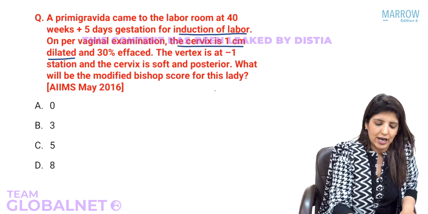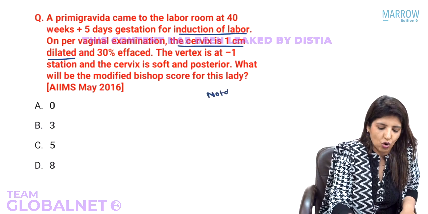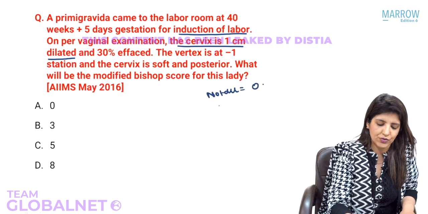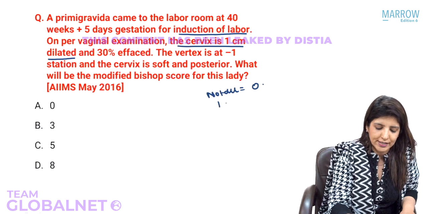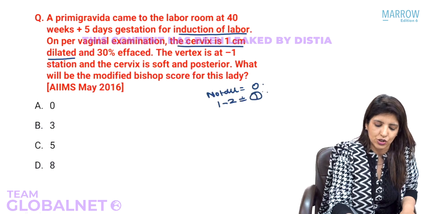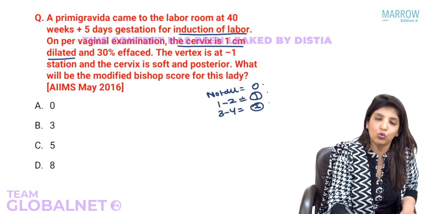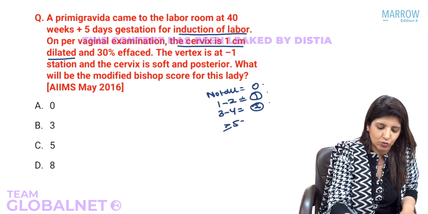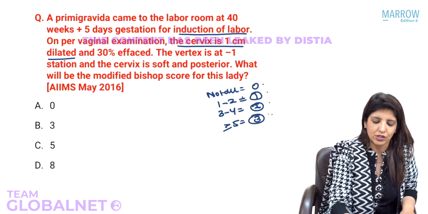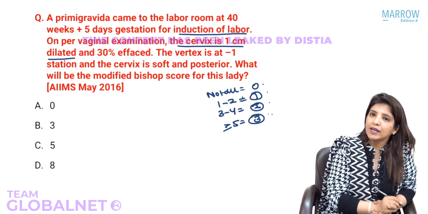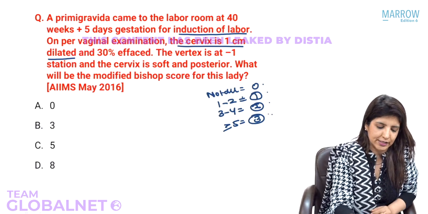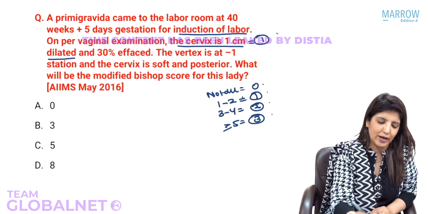For dilatation, I said if the cervix is not dilated, you give a score of 0. If it is 1 to 2 centimeters dilated, a score of 1. Then 3 to 4 centimeters dilated, a score of 2. And 5 centimeters or more dilated, a score of 3. So here it is 1 centimeter dilated, so I'm going to give a score of 1.